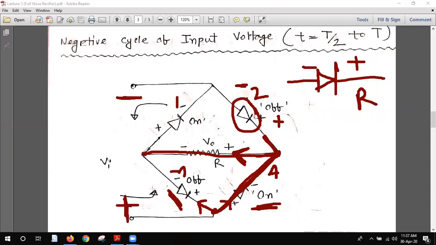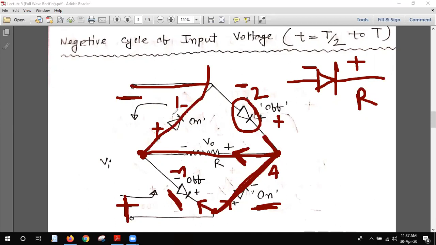So when it comes to this point, you see that this diode number 1 is forward biased, because this is positive, this is negative, this is positive, this is negative. So when it is forward biased, the current will flow there, and finally reach this point. So this is the conduction during the negative cycle. Diode number 2 and diode number 3 are off now. Now 1 and 4 are on.